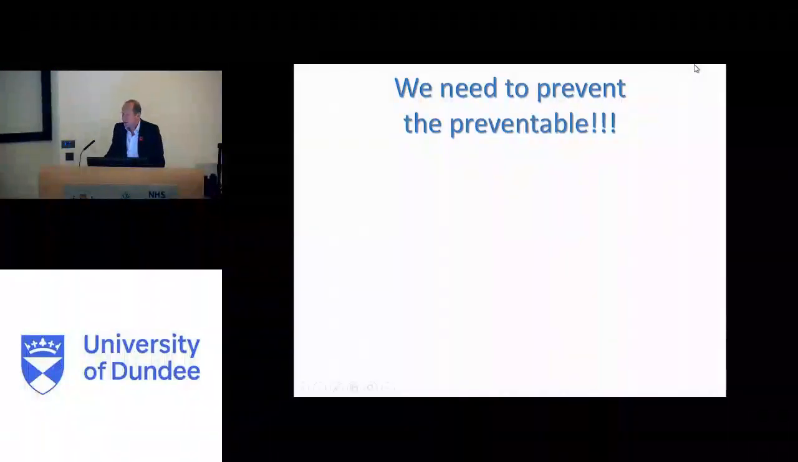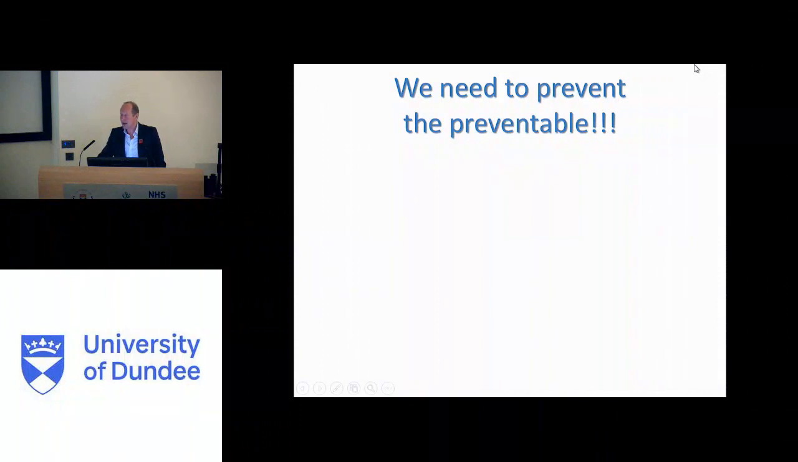We need to prevent the preventable because, let's face it, a lot of this pressure damage is avoidable. One of the strap lines we've decided to use with this CPR for feet campaign, bearing in mind that it takes about 30 seconds to check the feet and you could end up with a patient staying 13 days longer in a bed because of avoidable damage, is: spend 30 seconds, save 13 days.